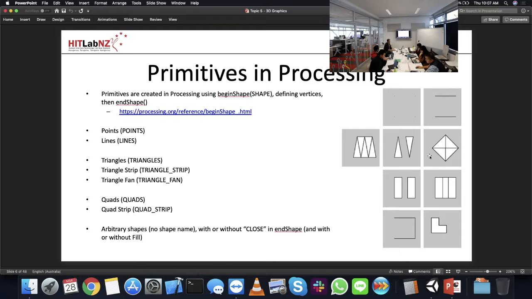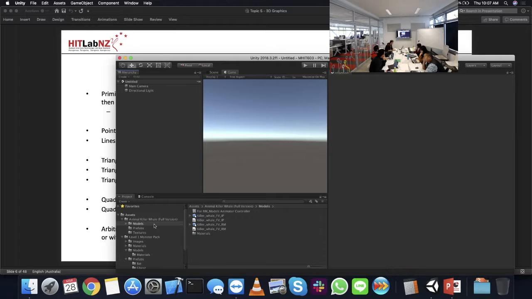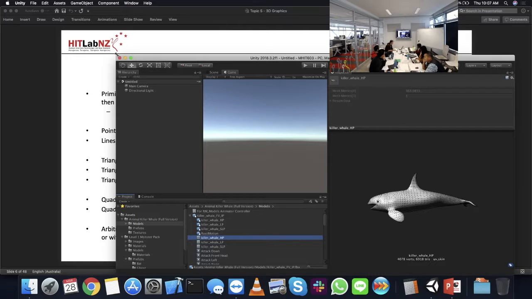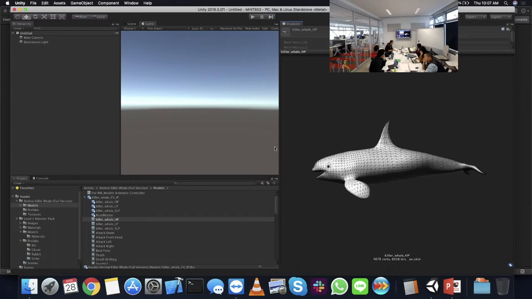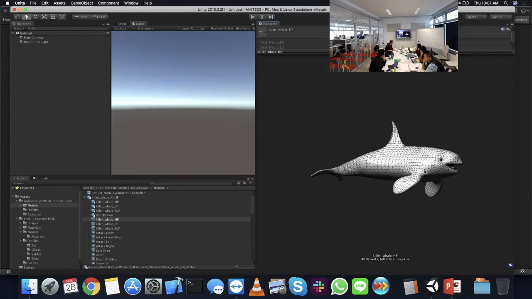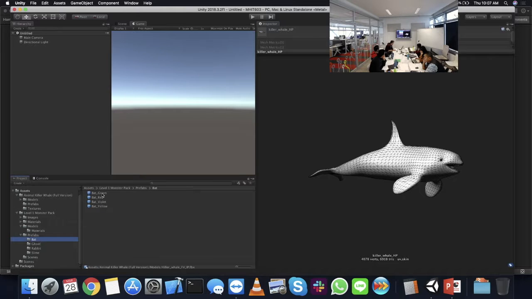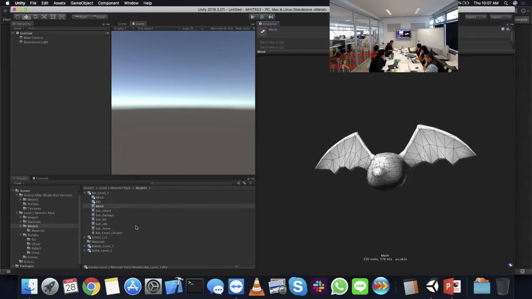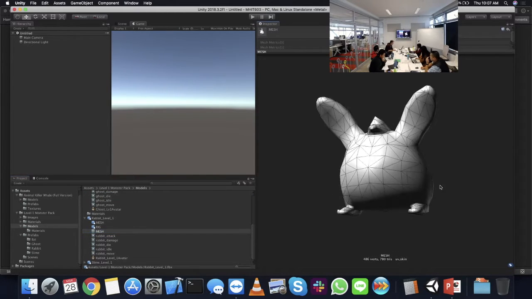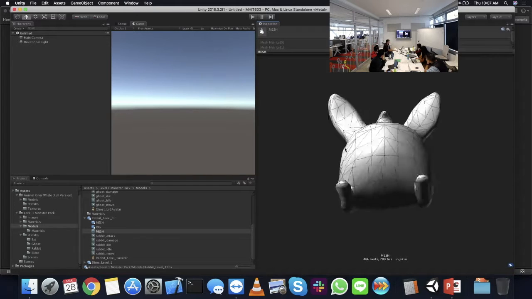All of these are available in any rendering API as well, and in fact in our example in Unity, we looked at this killer whale that we got off the Unity store, and we saw when we look at it that the whale is made up of triangles. So the entire mesh for that whale, everything is made of triangles, as will be the monsters we downloaded. They will all be made of triangles. So there's the bat, there's the ghost, the rabbit, and so on. So the only shape you'll see in these are triangles.